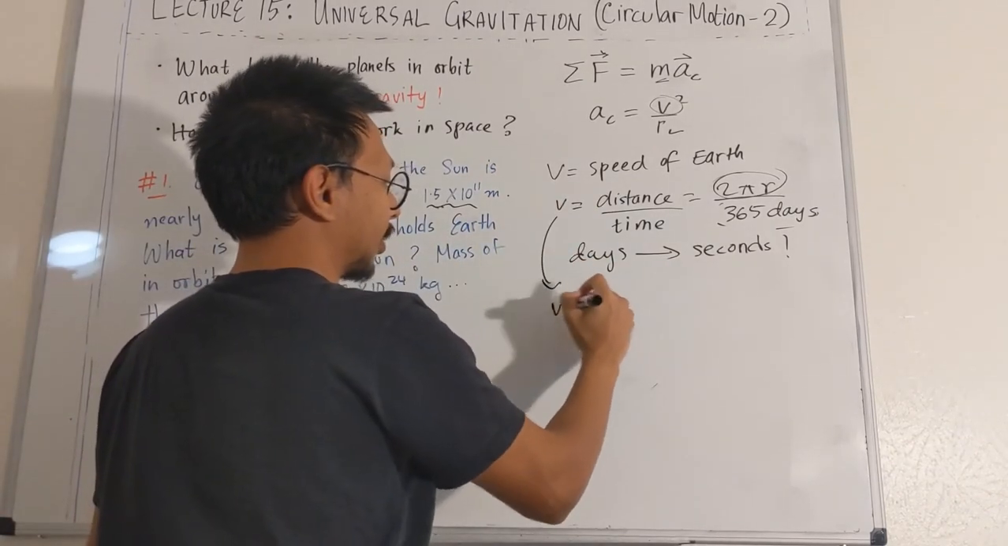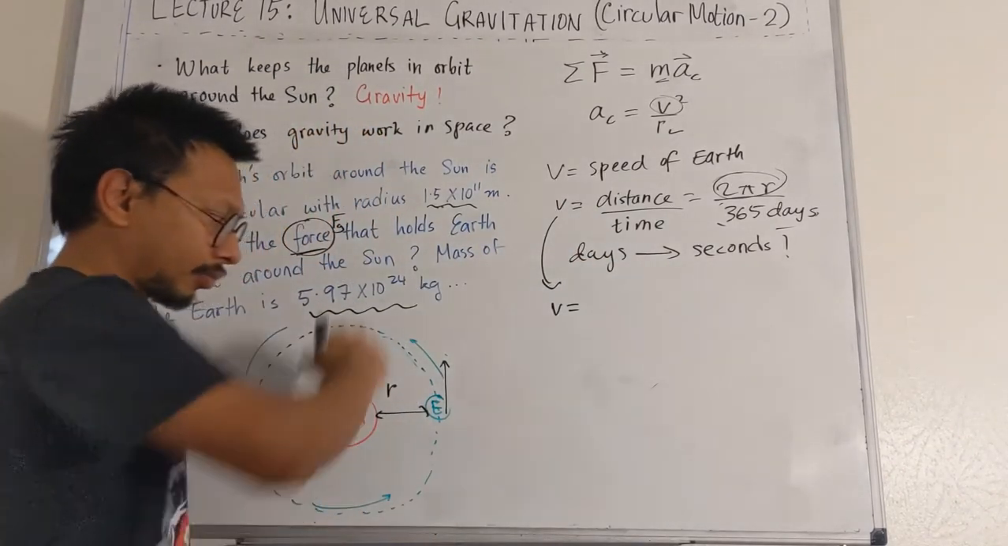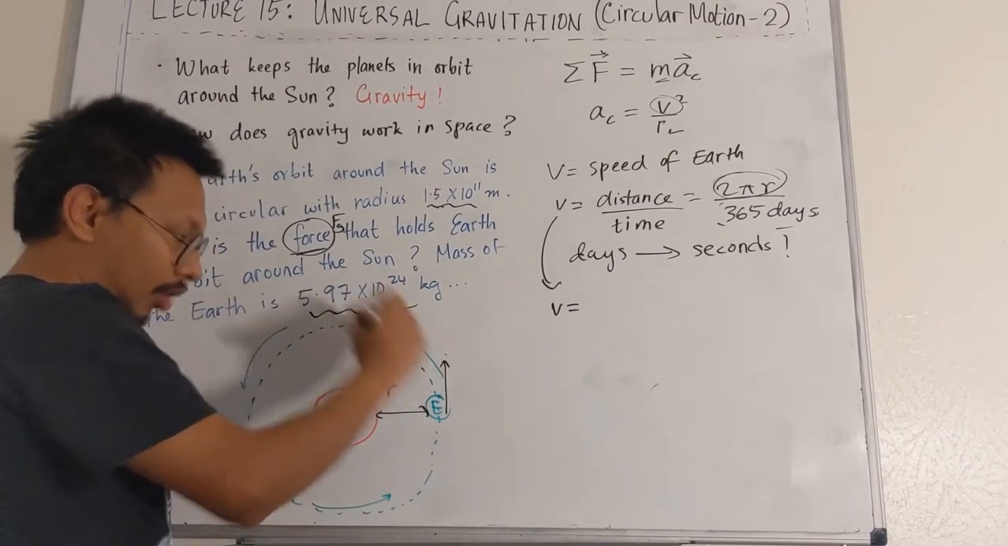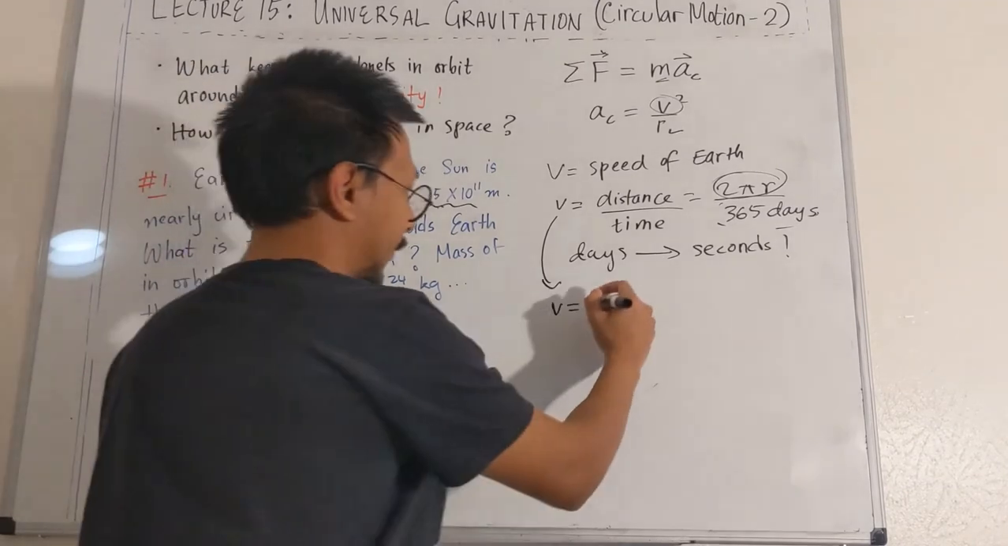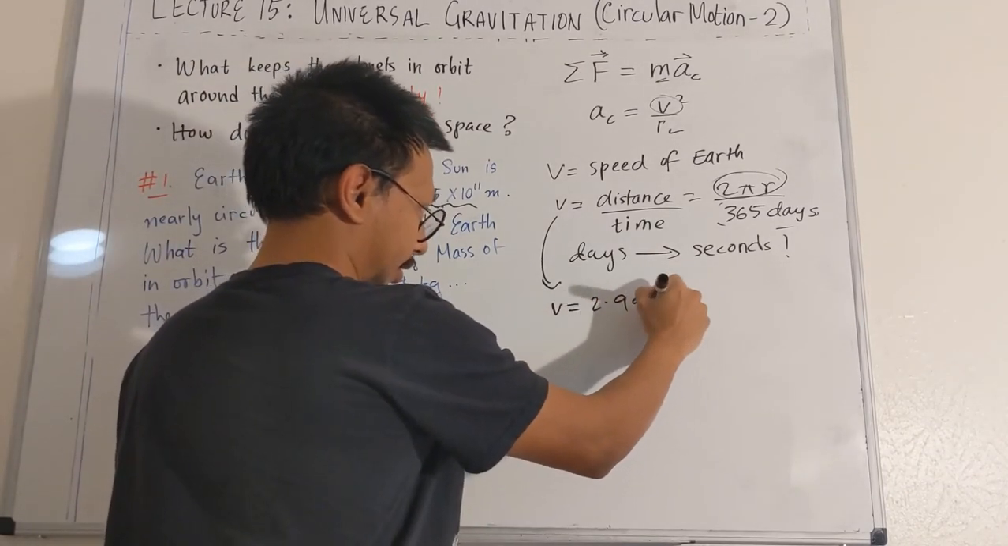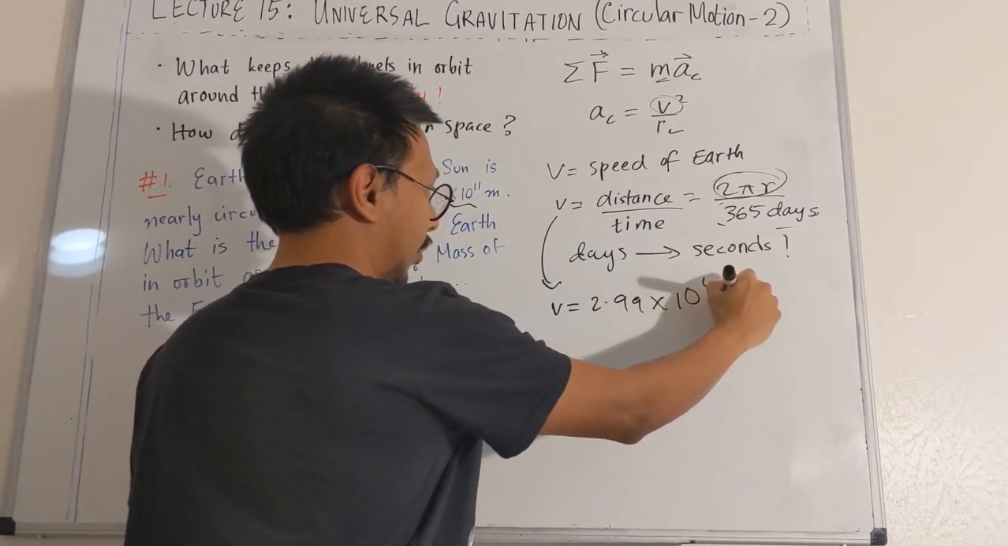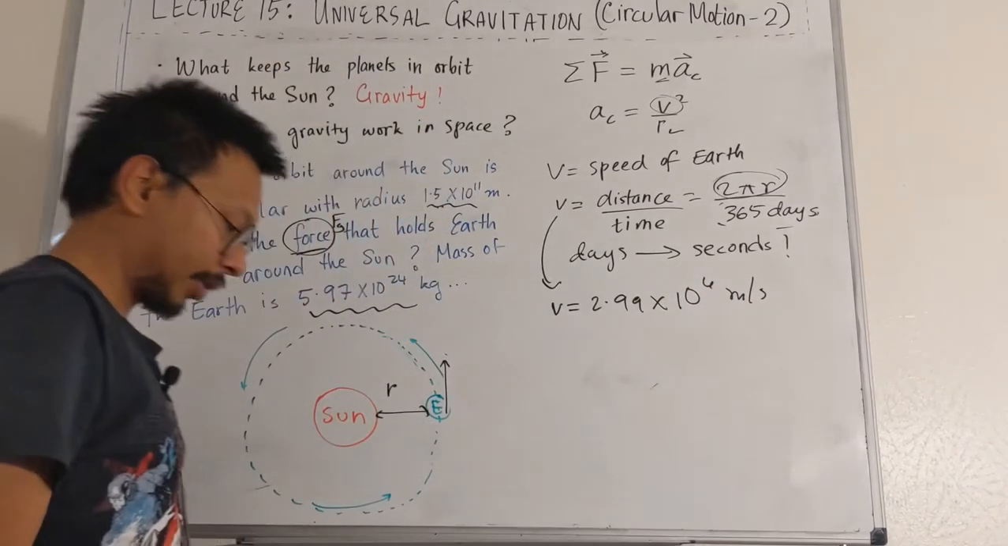What this comes out to be, the speed of the Earth to cover one full rotation, is 2.99 times 10 to the 4 meters per second.